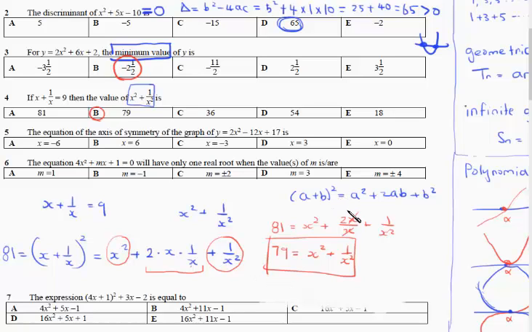Yeah, okay, we'll move on. Okay, so let's try question 5 now. Okay, so question 5. It says the equation of axis of symmetry of this graph is. So what is the axis of symmetry? Equation of axis of symmetry.